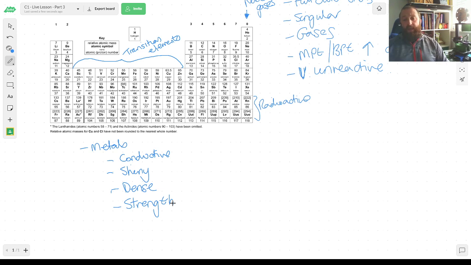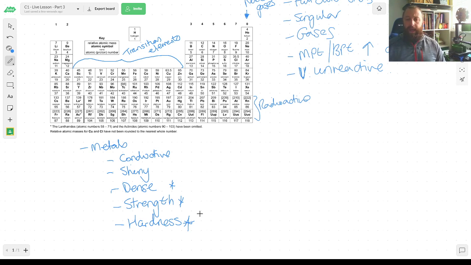One of the things with the transition elements that you need to be able to do is make those comparisons with other groups, particularly with group 1, because you need to know the properties: what are the similarities, what are the differences? They both conduct, they're both shiny. However, if we're looking at the density and strength, we don't get a high density or a high strength with any of group 1 at all. We've also got quite a high hardness with the transition elements. So we wouldn't look at making a knife out of any of the group 1s. One, because it's too reactive, but also because they're too soft.